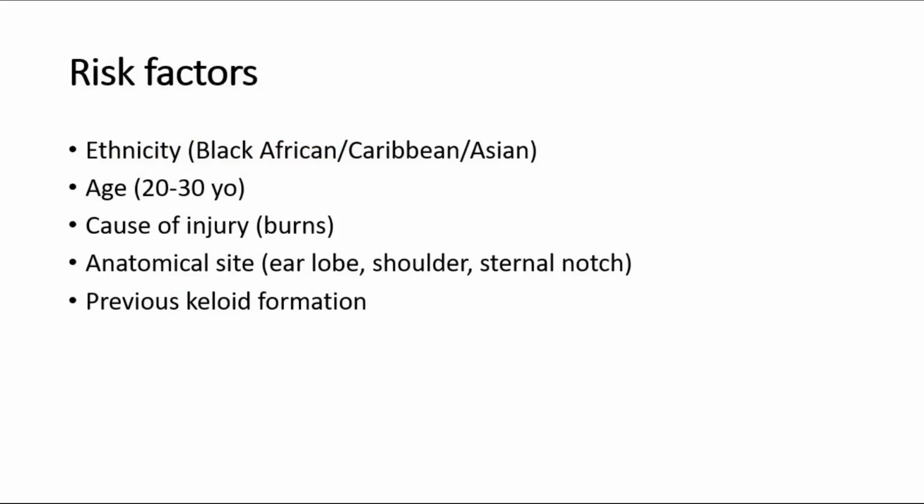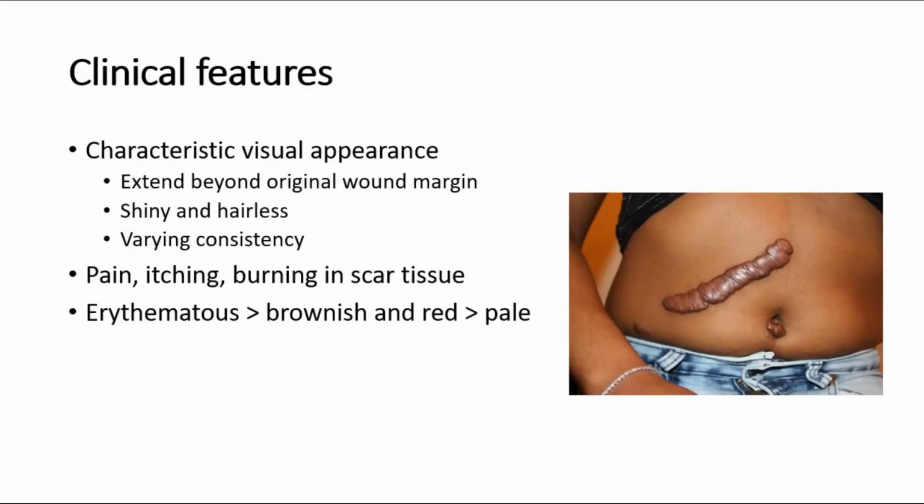The major risk factors for keloid formation are ethnicity, most common in Black African or Caribbean and Asian populations. Age, the highest incidence occurring between 20 to 30 years. Cause of injury, burns carry the highest risk. Anatomical site, most commonly occur in scars on the earlobe, shoulders, and sternal notch. And previous keloid formation.